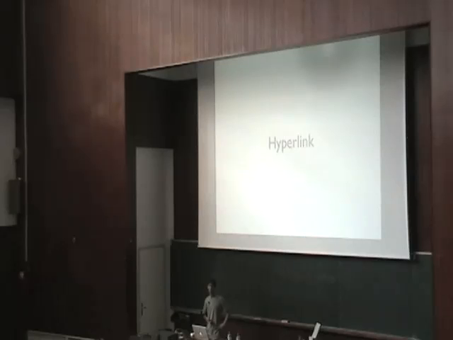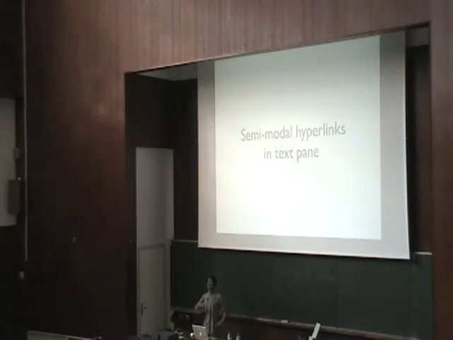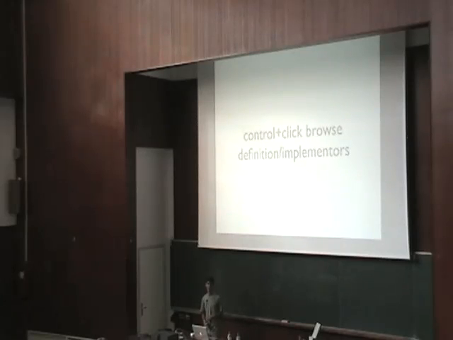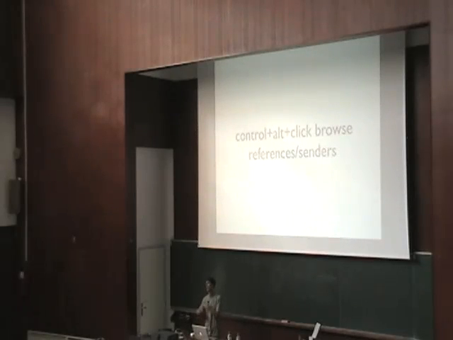Okay, another item with ubiquity is about interaction. Technically, what you call control click is called semi-modal interaction or semi-modal navigation. Semi-modal is that the normal text pane behaves like a text pane, but then when you push a modifier key, it enters another mode of interaction. And in this case, it will give you hyperlinks for the identifiers in the code pane. So you can use control click to get the definition or implementers, like in Eclipse. Why not go further? Control alt click and you get references and senders. And they don't have that in Eclipse. You have to get the contextual menu and get the hierarchy, the class hierarchy, I don't remember the name.